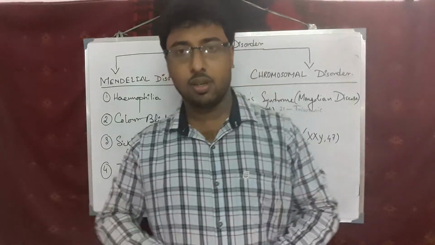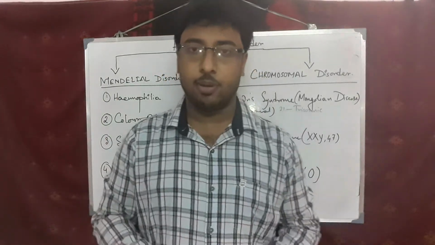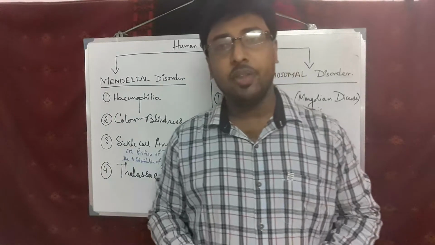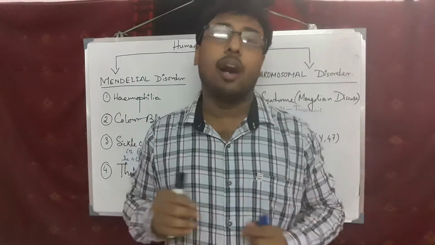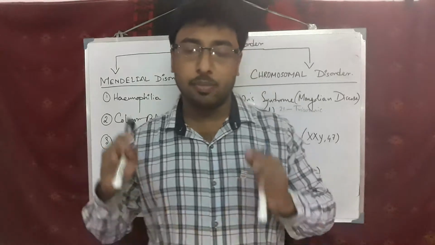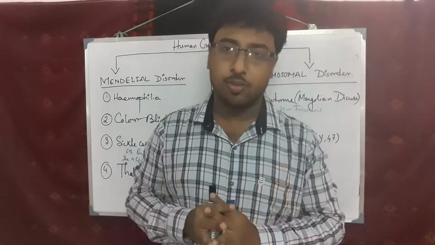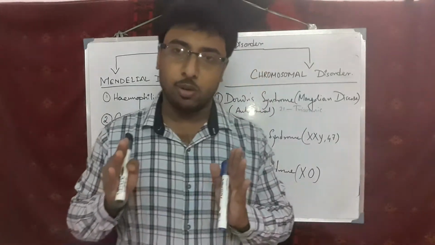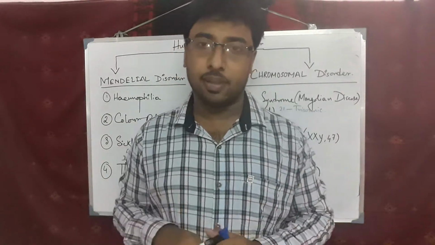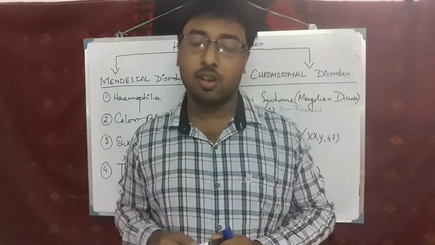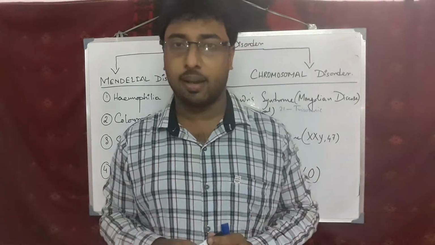Hello students, today I will explain about human genetic disorder. Under human genetic disorder for class 12, you have two different parts, Mendelian disorder and chromosomal disorder. I will explain what Mendelian disorder and chromosomal disorder are, and their examples, causes and symptoms.